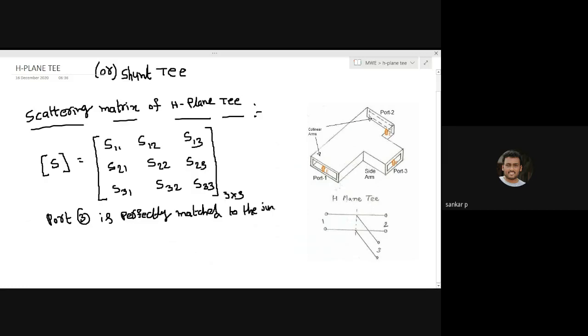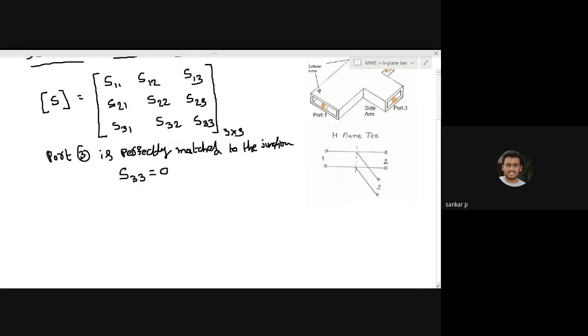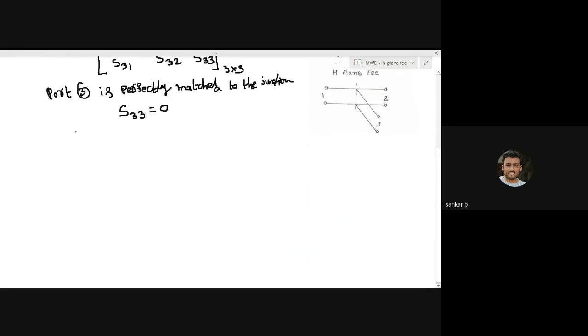Port 3 is perfectly matched to the junction. What will happen if it is perfectly matched to the junction? It means there are no reflections, so S33 is also equal to 0. That is the first condition, the same thing we wrote for the E plane T also.